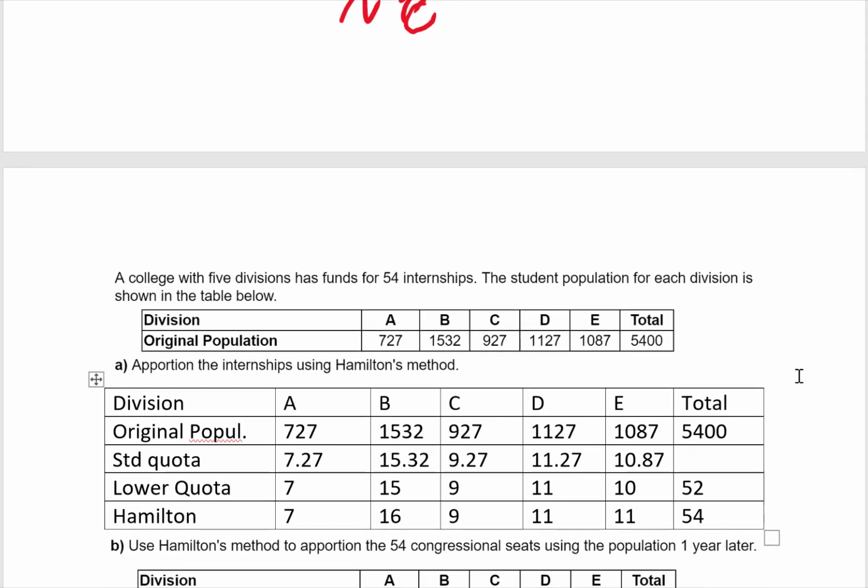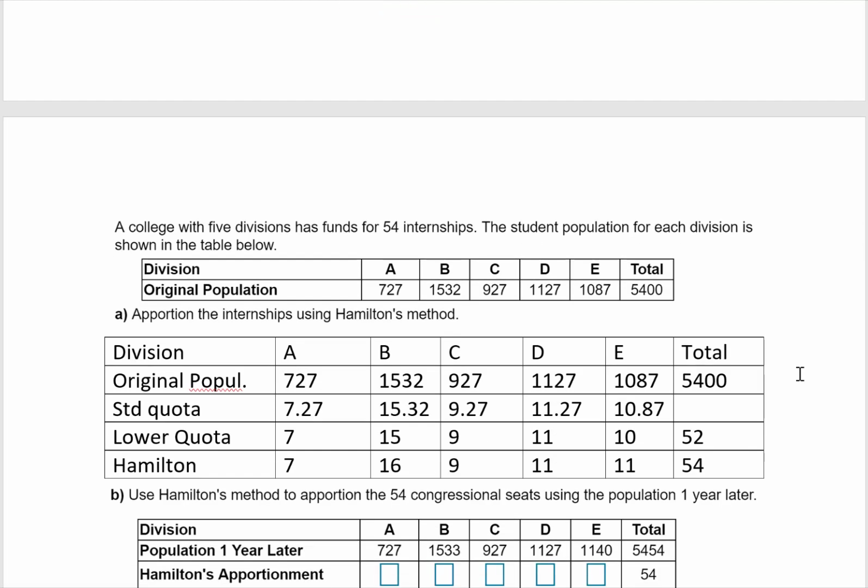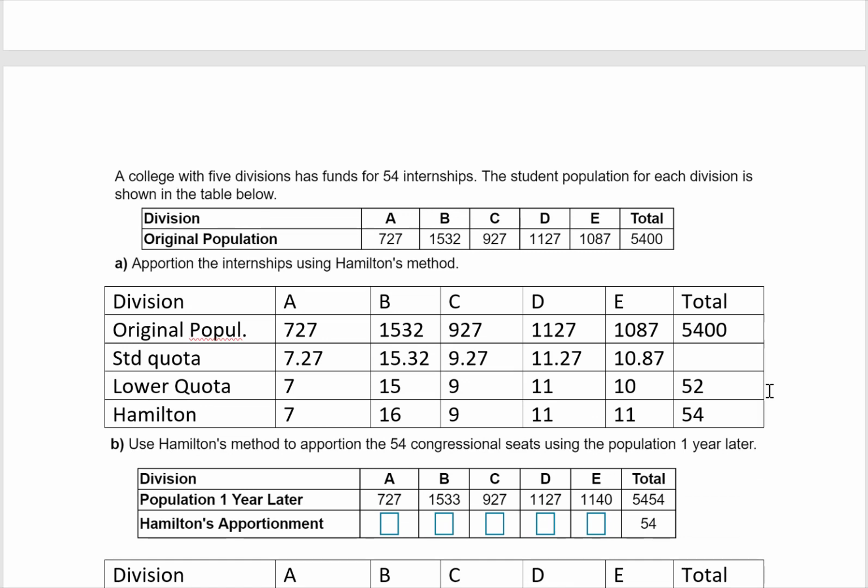The college with 5 divisions has funds for 54 internships. The student population for each division is shown in the table below. Apportion the internships using Hamilton's method. Okay, so for Hamilton's method, we have 54 internships, 5,400 population, so the standard divisor is 100. I went ahead down here and calculated the standard quota. I rounded down on the next row, and I came up with a total of 52, but I had 2 additional internships to allocate, and they're going to go to the divisions with the largest decimals, which is going to be E and B.